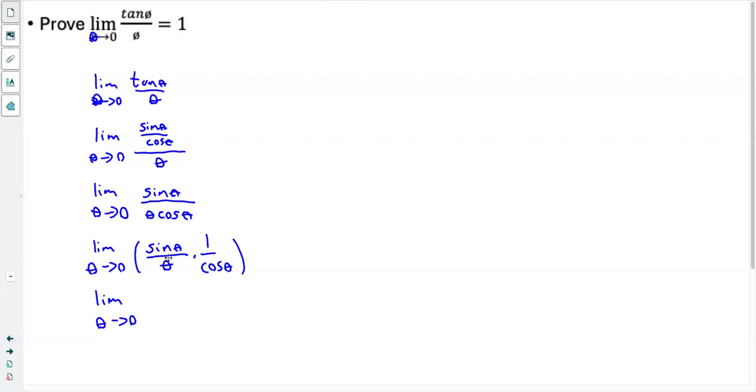Okay, so we just proved that this one is equal to 1, so that'd be our limit of 1 times, as theta goes to 0, that would be cos of 0, which we know is 1, so times 1 over 1. Therefore, we know our limit as theta goes to 0 of tan theta over theta must equal 1 times 1 over 1, so that just gives us 1.